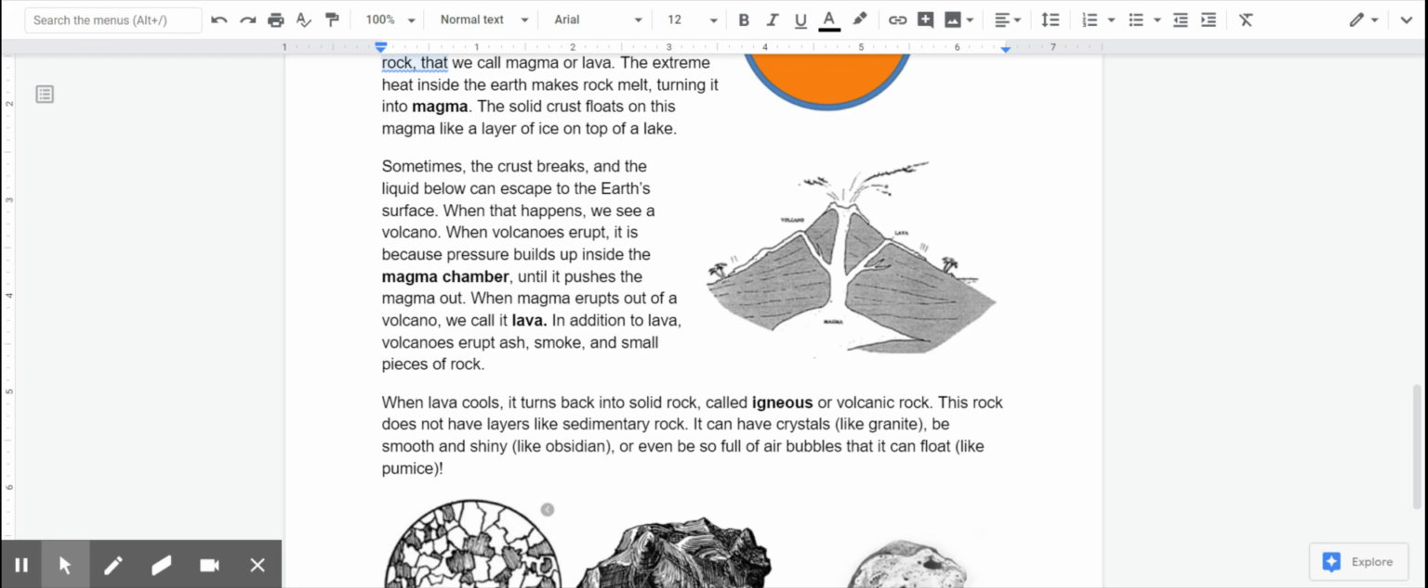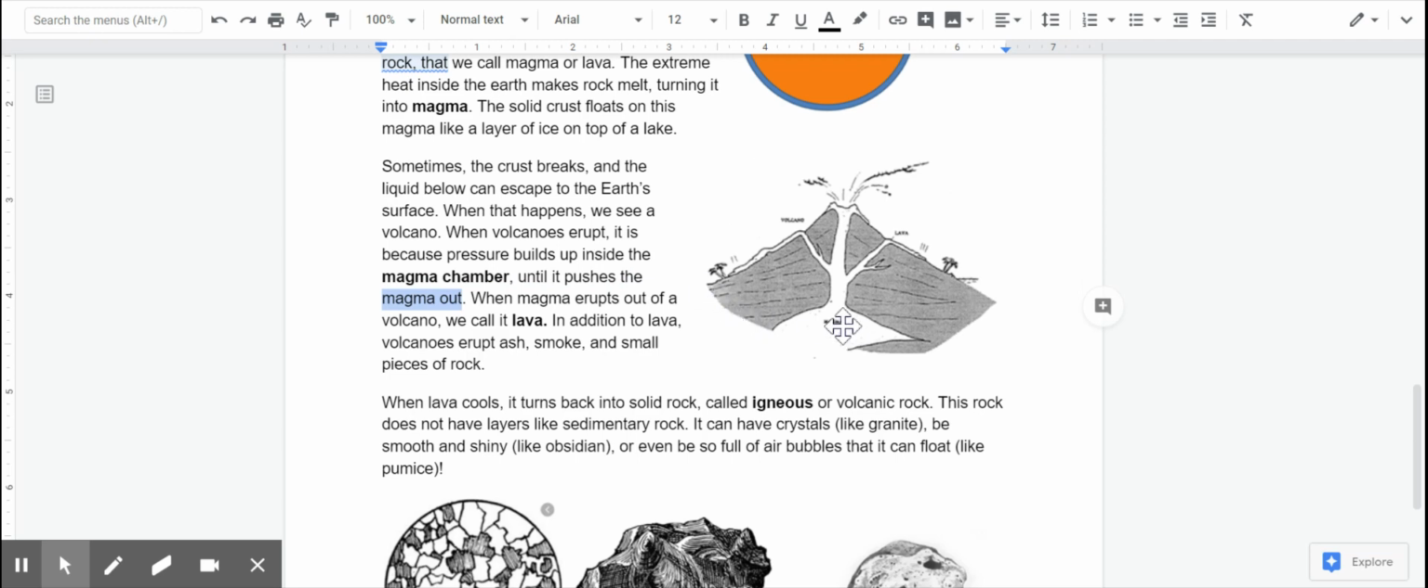Let's keep reading. Sometimes the crust breaks and the liquid below can escape to the Earth's surface. When that happens, we see a volcano. When volcanoes erupt, it is because pressure builds up inside the magma chamber until it pushes the magma out.